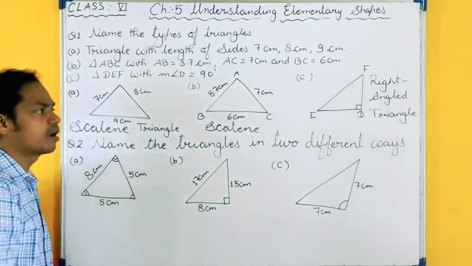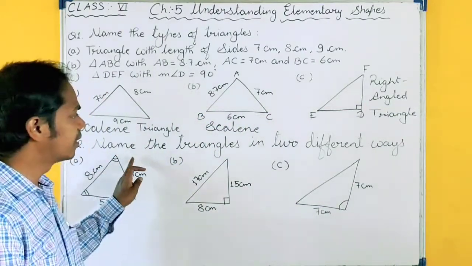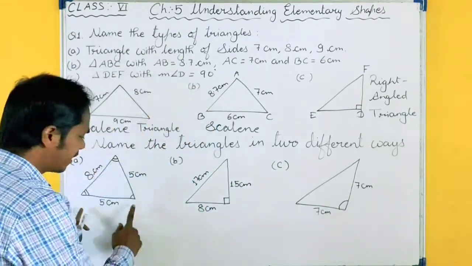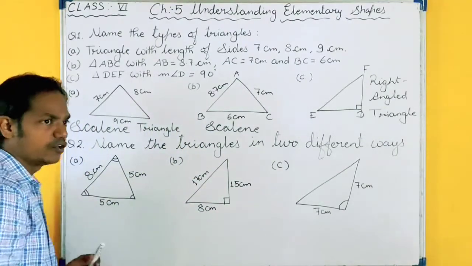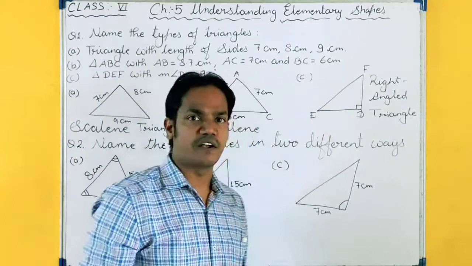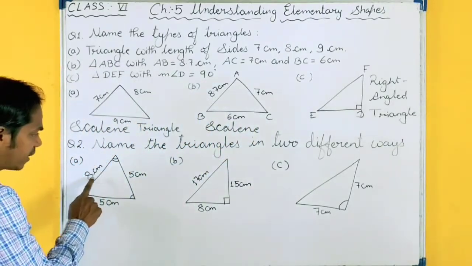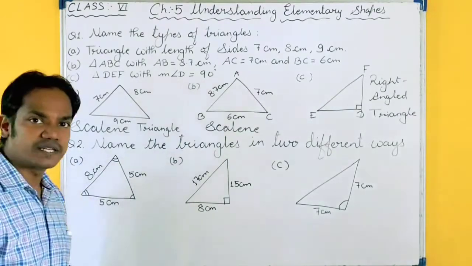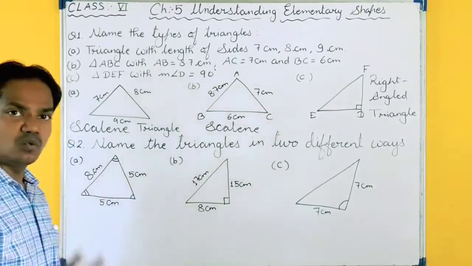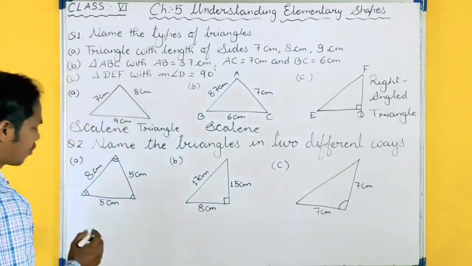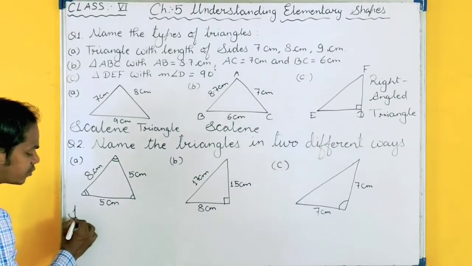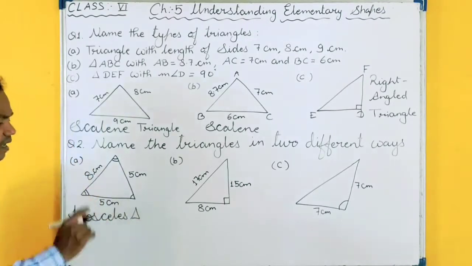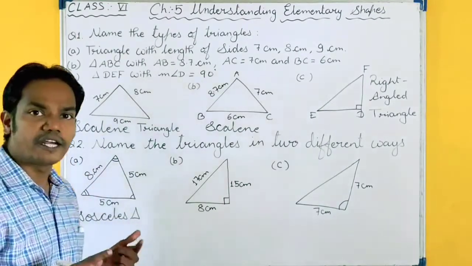Now come to the second question. Your second question is: name the triangles in two different ways. One single triangle is this. Question number A: you have to give the name of this triangle in two different ways. Now look here. Are all three sides different? No, these two sides are equal. When two sides of a triangle are equal, it is known as an isosceles triangle. This I have written according to sides.